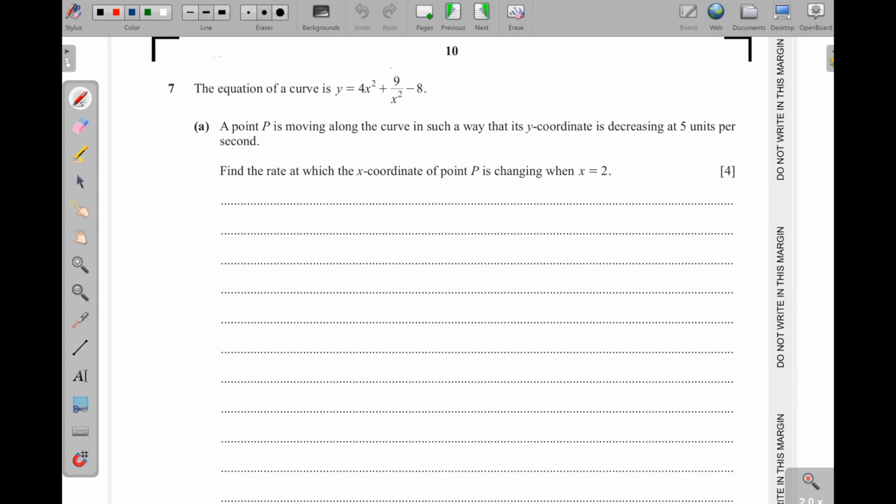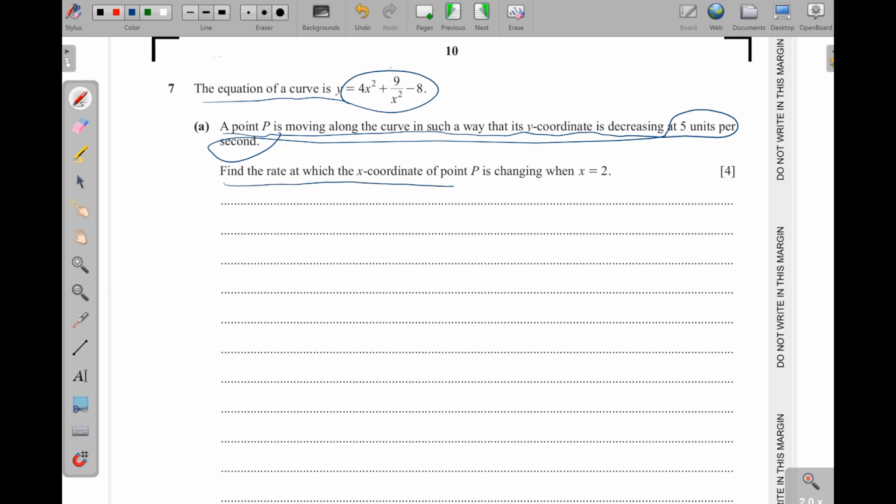This is paper 9709/11 for May-June 2025, and this is part 2 from question 7. Now question 7, they're saying the equation of the curve is this one here, and part A says a point P is moving along the curve in such a way that its y-coordinate is decreasing at 5 units per second. Find the rate at which the x-coordinate of the point is changing when x is equal to 2.